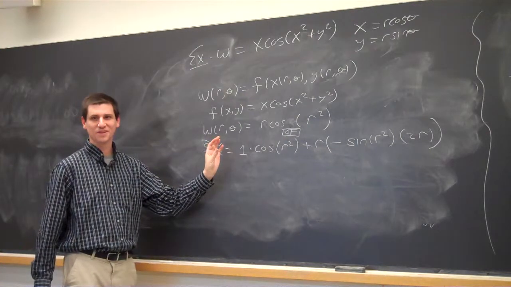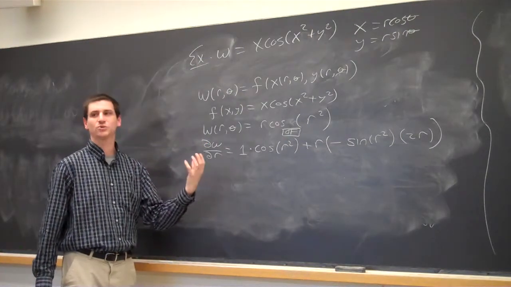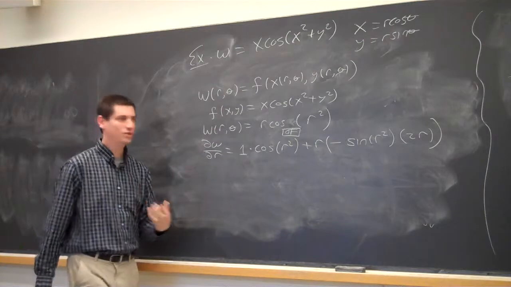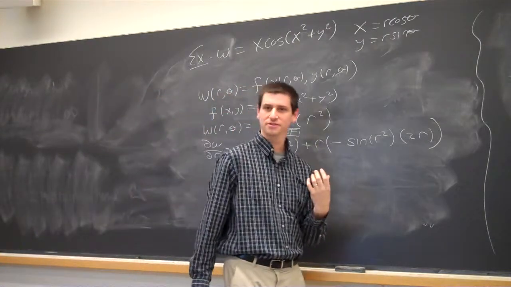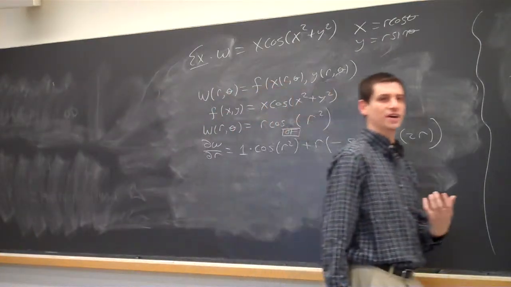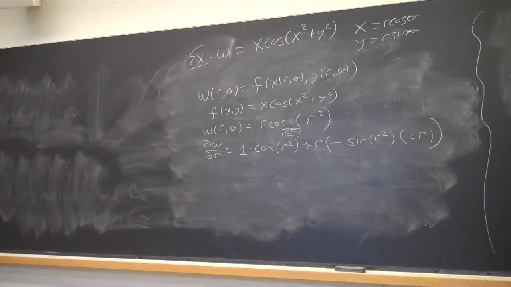But would you say cosine x squared? Does that sound right to say, I have r cosine r squared? Would you say r cosine of r squared? I think the of sounds a little bit more natural. And so when you hear of, you should think chain rule.